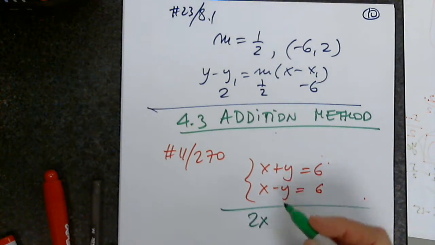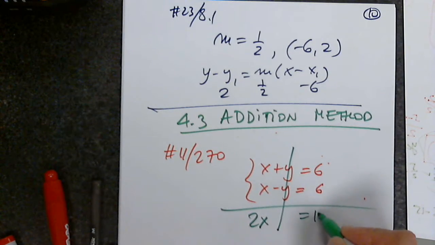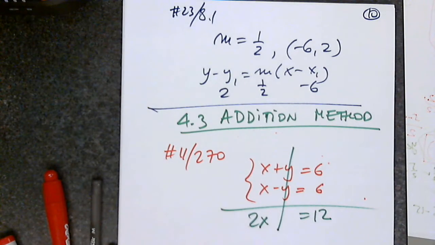And I get 2x. This goes away, and I get 12. X plus x will become 2x. Y minus y is definitely 0. And 6 plus 6 is 12. I eliminated by adding the equations, because I'm adding the same quantity to both sides. And I got x. How much?